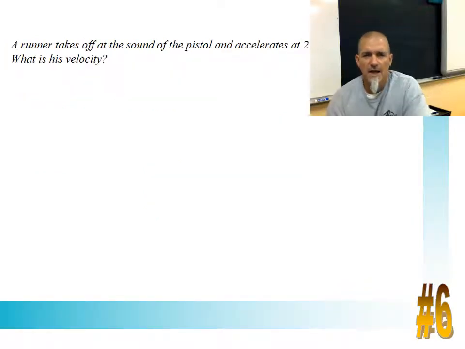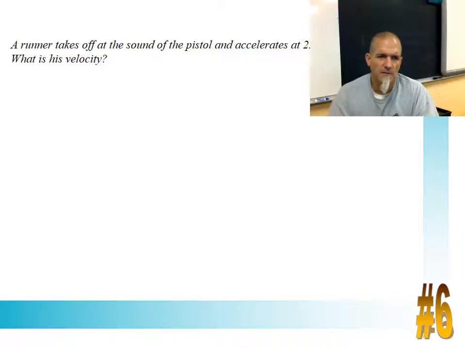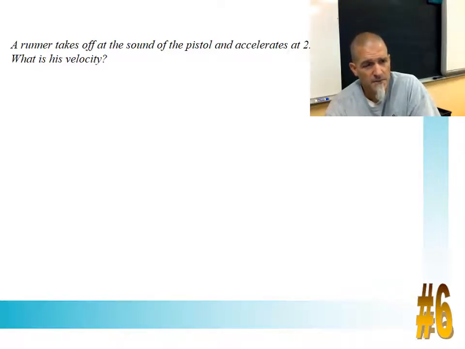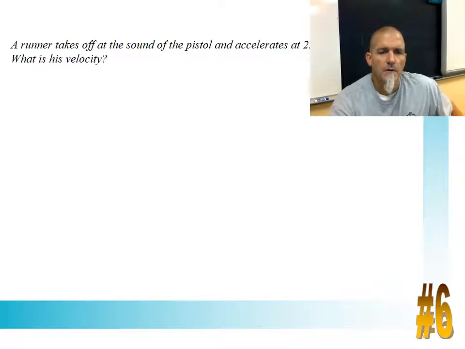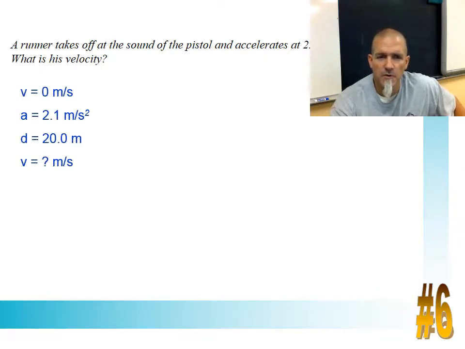And here then is our last and final example. A runner takes off at the sound of a pistol and accelerates 2.1 meters per second squared for 20 meters. What is his velocity? First thing you're going to want to do here is pull out the given information and then draw a sketch of the situation. Give you a second to try that. Hopefully you recognize as you do that V0 is 0, and that's an important part of this problem.